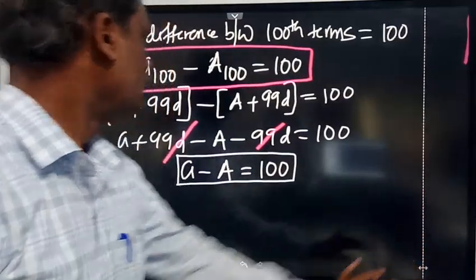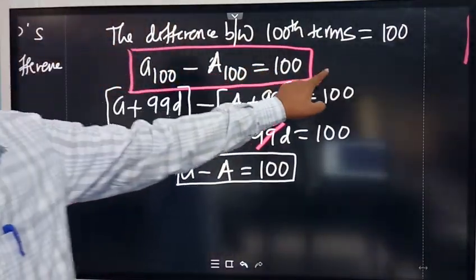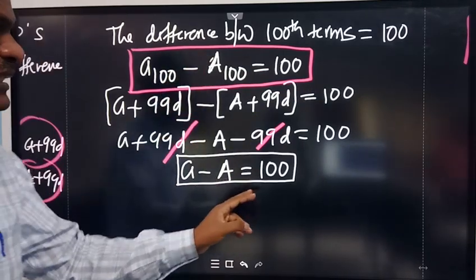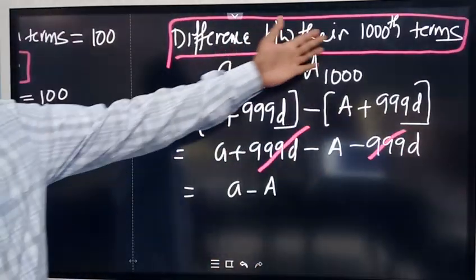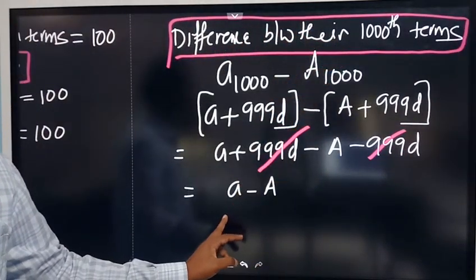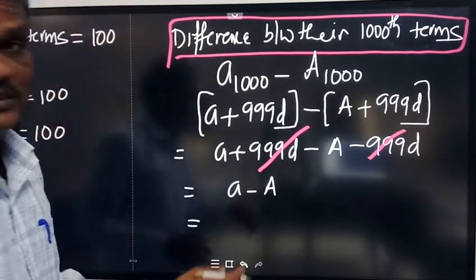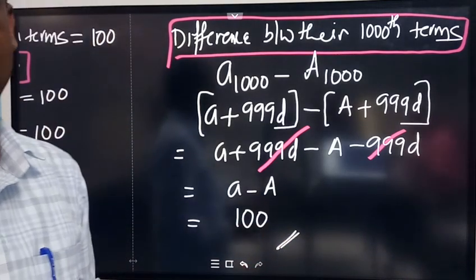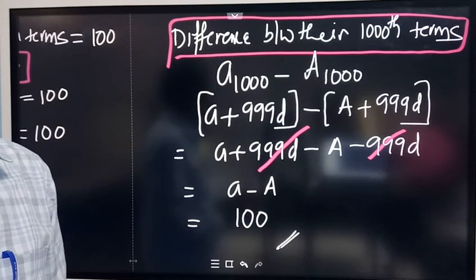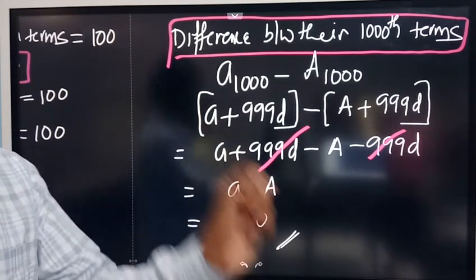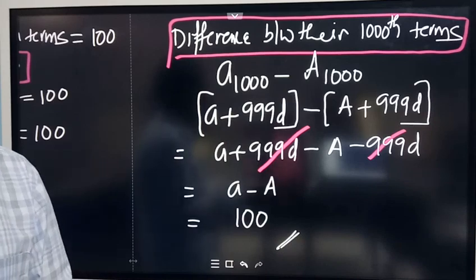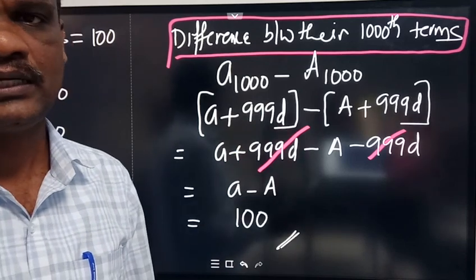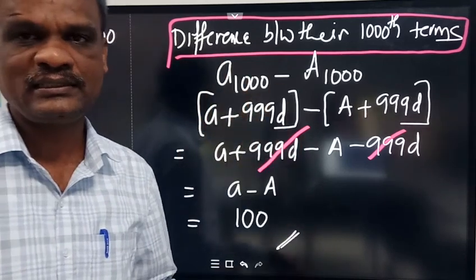All of you look at this. The difference between their 100th terms is given as 100, and from this you got that the difference between their first terms is also 100. The difference between their 1000th terms is also a minus A, which is 100. So you can take any terms, as long as they are respective terms, and take the difference. The difference between the 1000th terms is 100, between the 10,000th terms is 100, and between the first terms is 100.